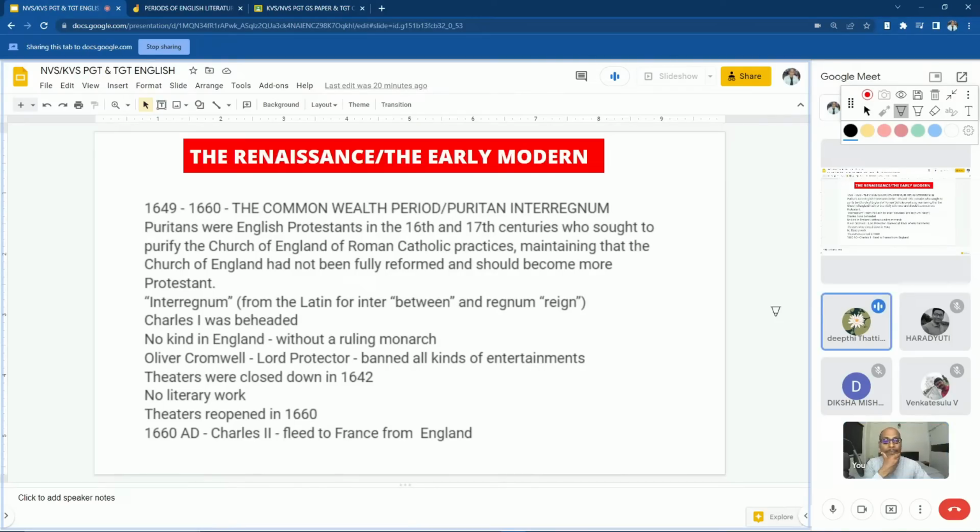Deepti ma'am, are you there? Can you quickly tell me what are the ages we have completed under the Renaissance or early modern? Hello. Yes ma'am, tell me. Okay, Elizabethan Age, Jacobean Age, Victorian Age. Right. What are the important features of the Elizabethan age? I don't remember it. I'm sorry. At least tell me the period, two or three points. Tell me.